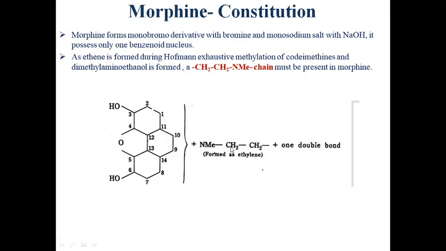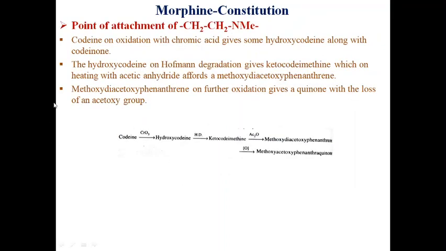Now there is one side chain also which is formed during Hofmann's exhaustive methylation. This is N-methyl ethanol. This chain plus one double bond is also formed, so this one double bond. So we have to determine the position of the double bond and the chain, the point of attachment of the CH2 and methyl group. This is done by the following series of reactions.